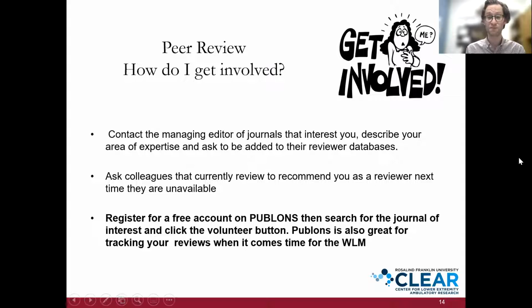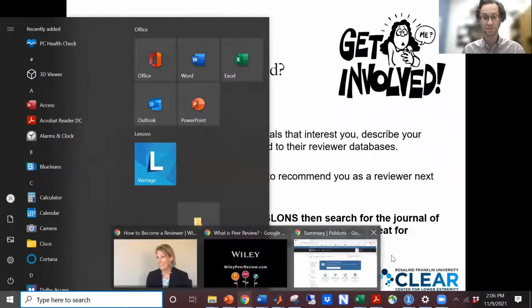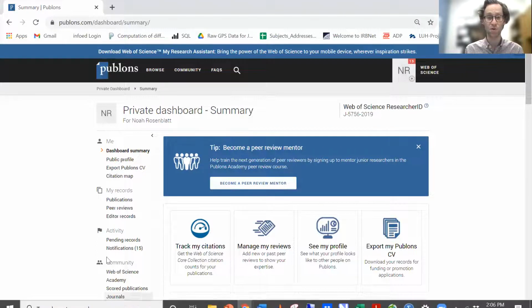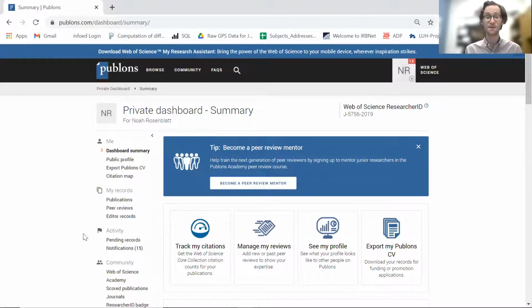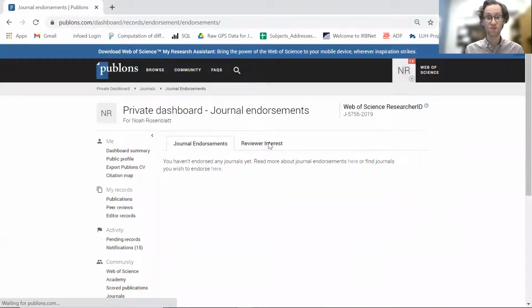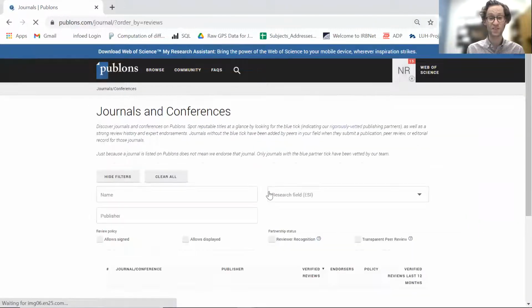Publons is also great for tracking your reviews. I'm going to show you right now my homepage on Publons. And this is what you'll see if you create an account on your homepage. If you're then interested in peer reviewing, you can then click on Journals. Under Journals, click Reviewer of Interest. Click here if you want to express an interest.